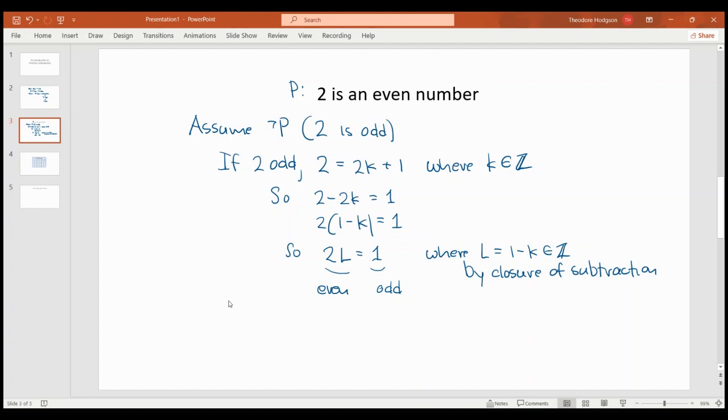So what I want you to do when you do a proof like this is just note the contradiction. You'd say, this is a contradiction. Raise the red flag. Contradiction. An even number cannot equal an odd number.